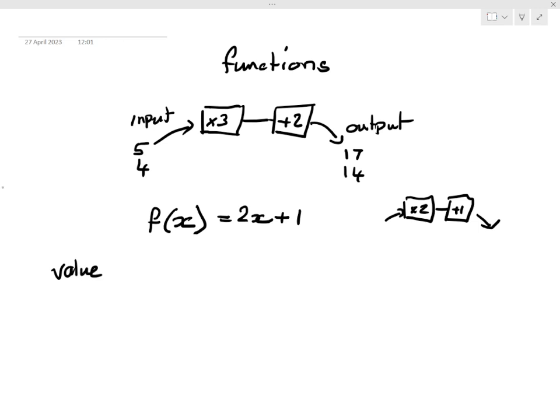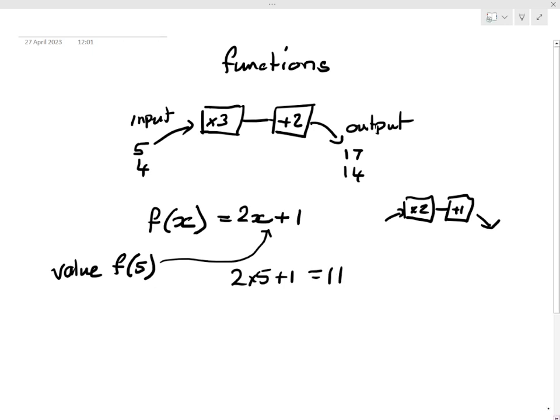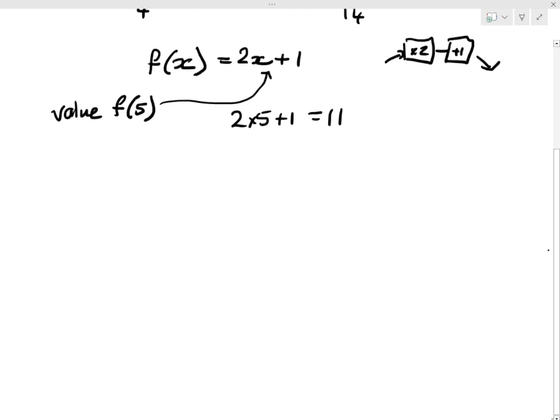of f(5). So instead of the x, which could be anything we put in, we put 5 in. We take the 5 and put it in where the x is. So we have 2 times 5 plus 1, and that will equal 11. So that's the way it's written.